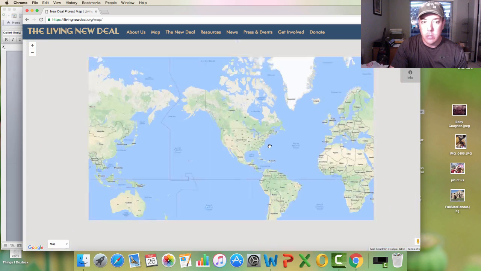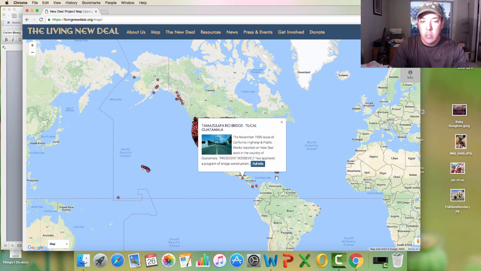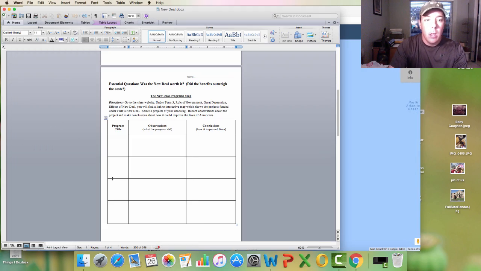It's kind of cool because if you zoom out, you can see even some that are not in the continental United States. Okay, so you have some in Guatemala, some in Puerto Rico, because of imperialism. So all you got to do is pick 4, whichever 4 that you want to do. This is a typo here. This should say term 1.